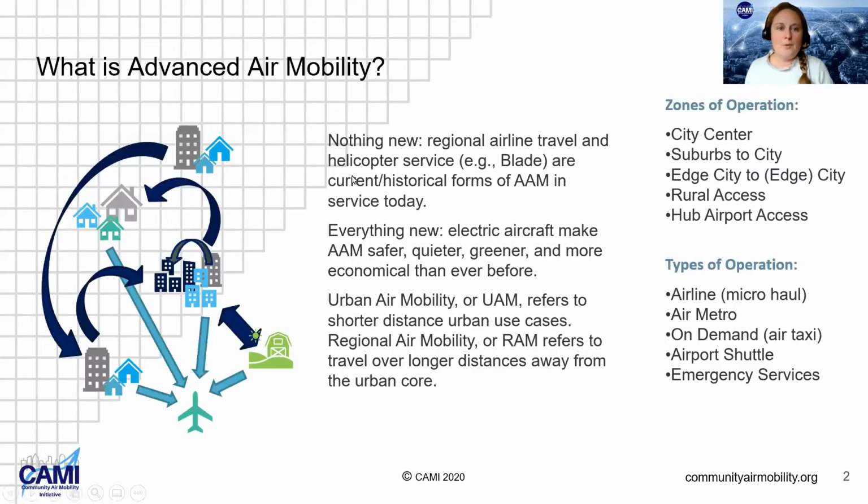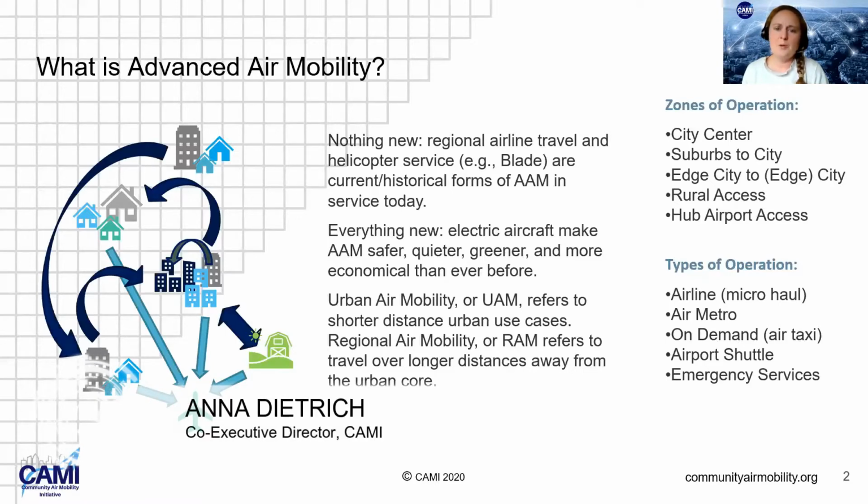So what is advanced air mobility? Advanced air mobility, urban air mobility, these terms get tossed around a lot. And I think it's just helpful to ground the conversation in what we mean by these terms. So advanced air mobility is something that NASA has recently started using. Urban air mobility would be a subset of advanced air mobility, as would regional air mobility. Those are both acronyms that get used quite frequently.